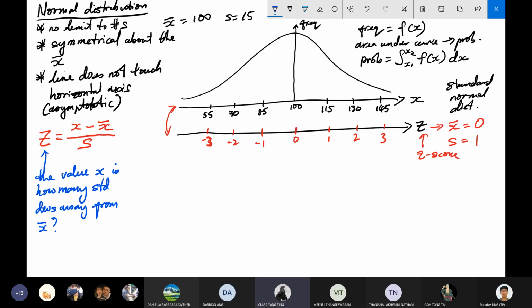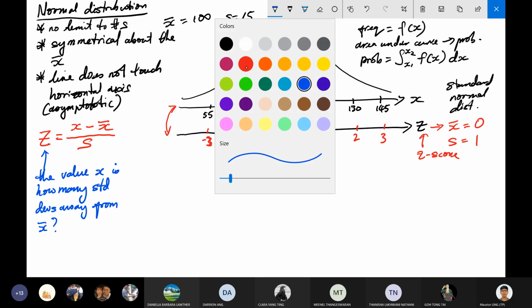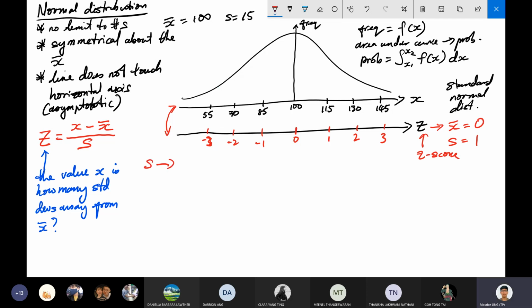Wait, but then if you convert between x and z, I thought the denominator is variance. No, it's standard deviation. Variance is s squared. This is standard deviation. Variance is s squared. Okay. This is standard deviation. Oh my god, I did it wrong. Sorry, this is variance. Okay. All right.